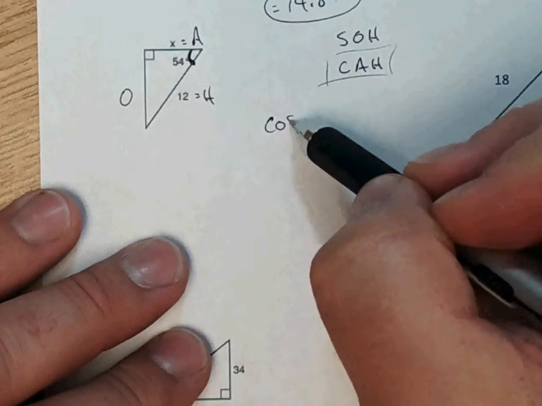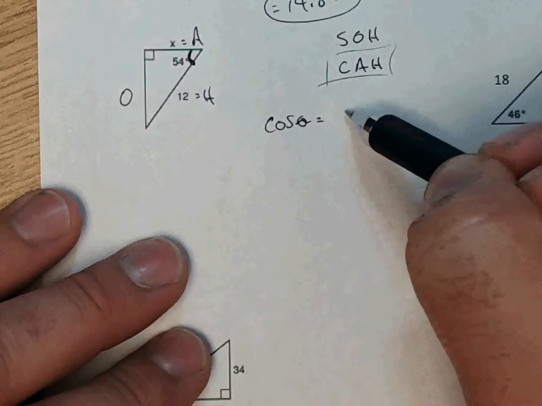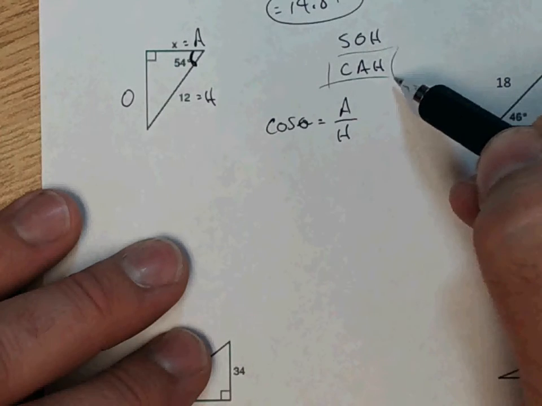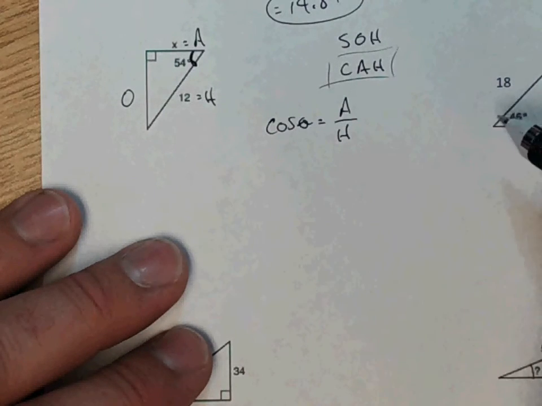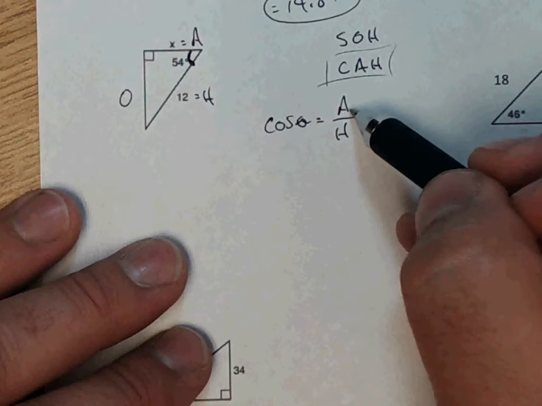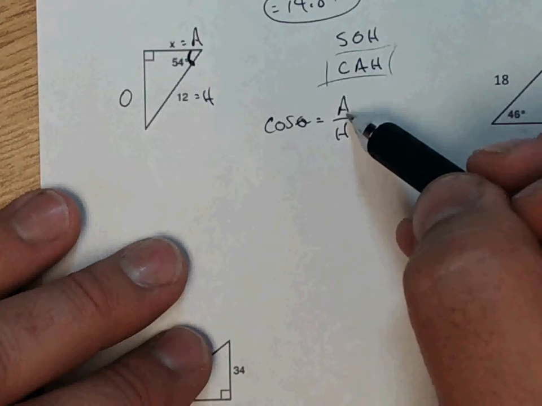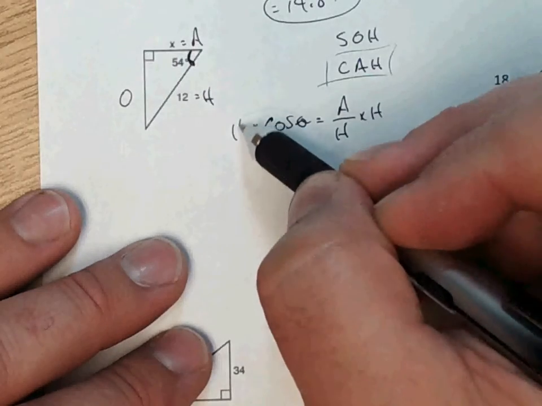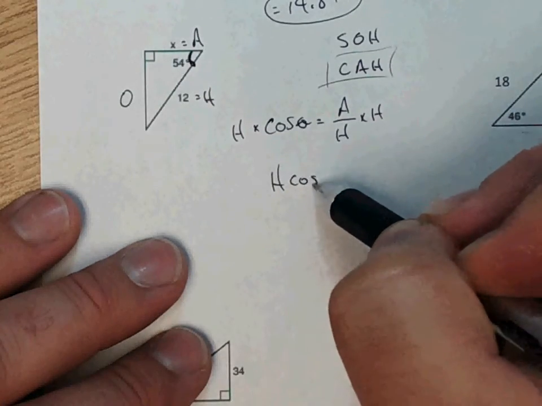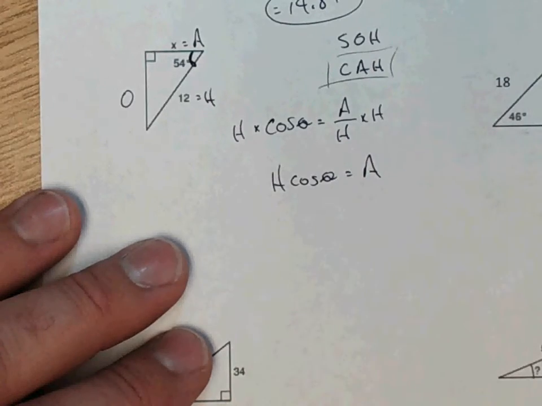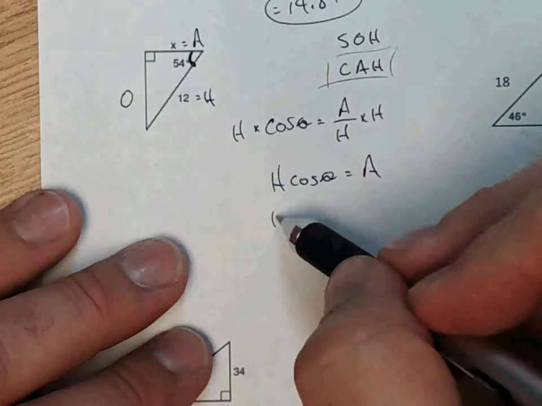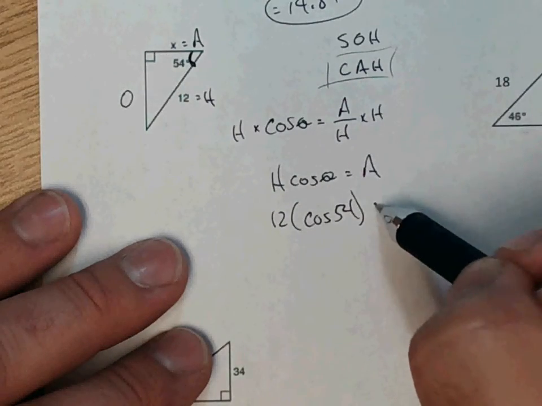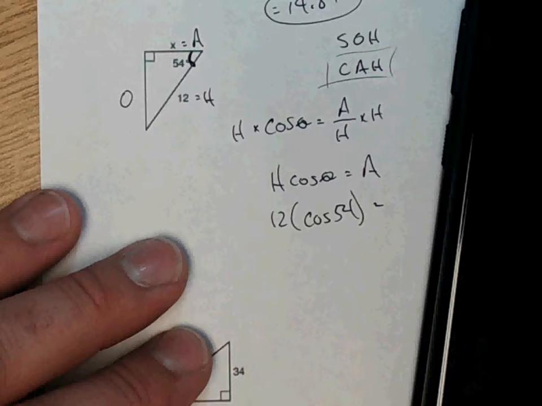So we can say that the cosine of the angle is equal to the adjacent over the hypotenuse. That's the actual equation that comes from this little SOHCAHTOA thing. Well, we're looking for A, so we want to get A by himself. So again, we're just isolating the variable. We want to get rid of the H, so we multiply both sides by H. When I get H times the cosine of the angle is equal to the adjacent side. Well, H was 12 times the cosine of the angle, which was 54, equals the adjacent side.